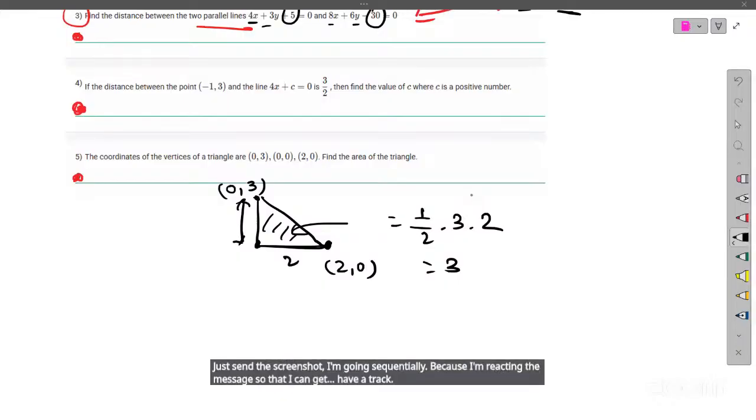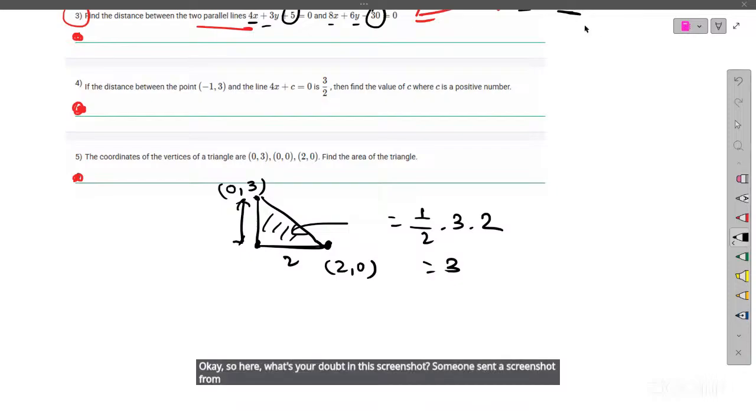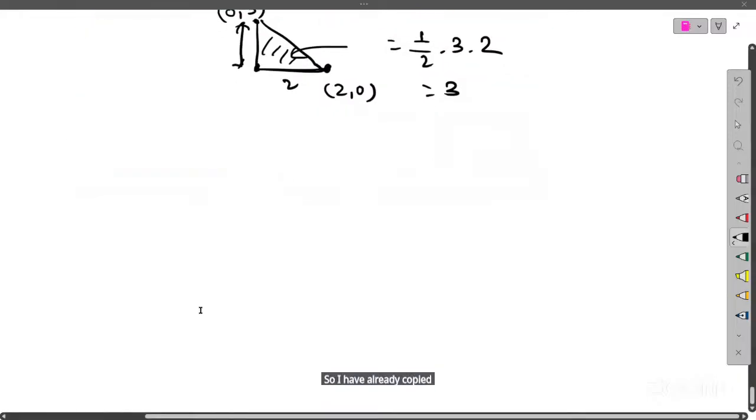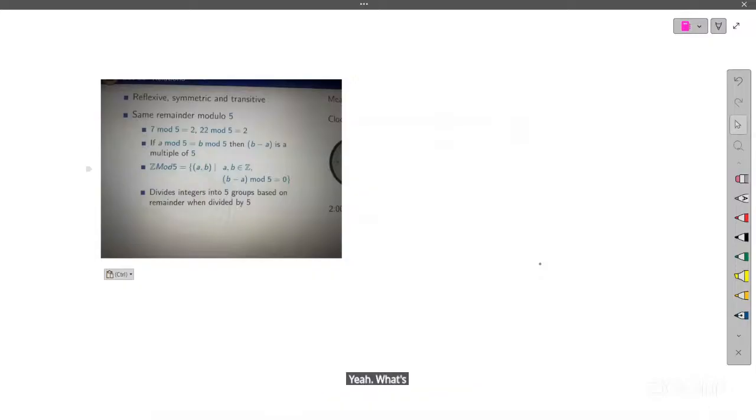So this is another question we have from someone. Okay, so here, what's your doubt in the screenshot? Someone sent a screenshot from lecture. So I have already copied it. Just paste. Yeah. So what's your doubt in this one?